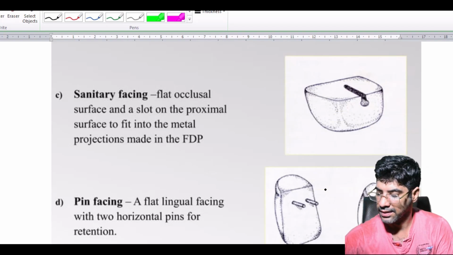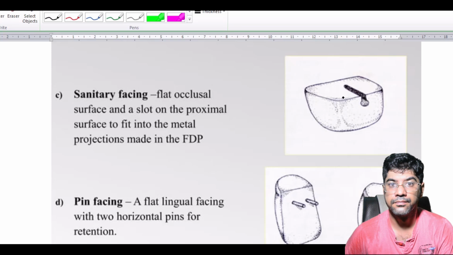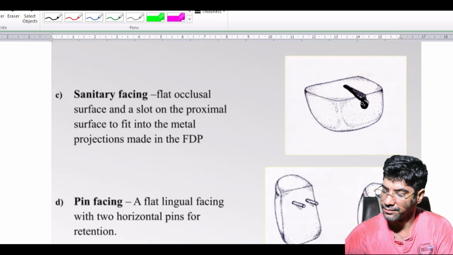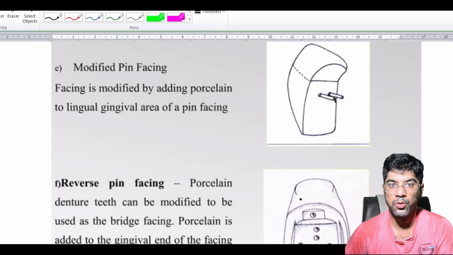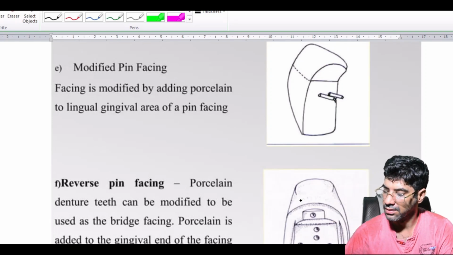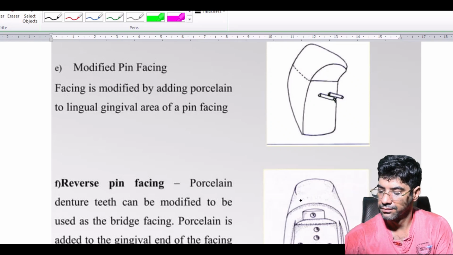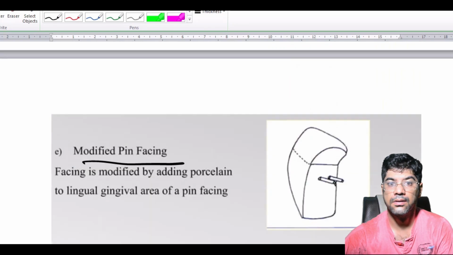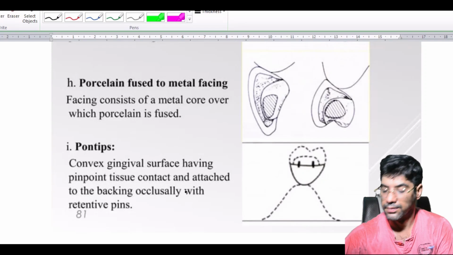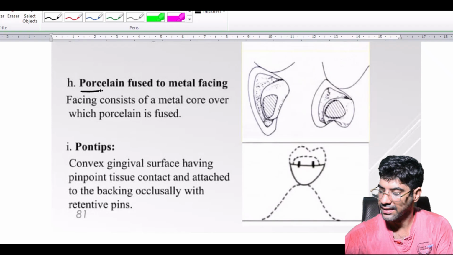The third is the sanitary facing pontic. It has a flat occlusal surface and a slot on the proximal side to fit into the metal projection. The other is pin facing, a flat facing with two horizontal pins for retention. The other is modified pin facing. A reverse pin facing.